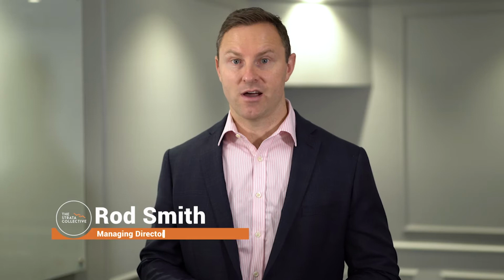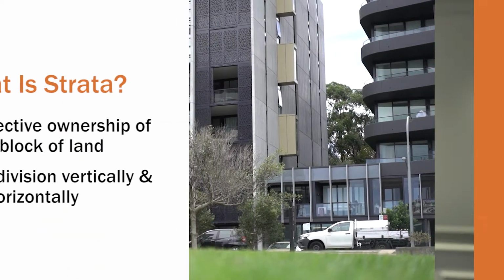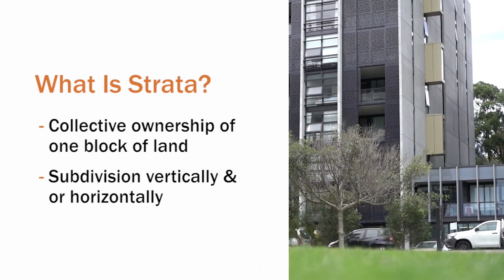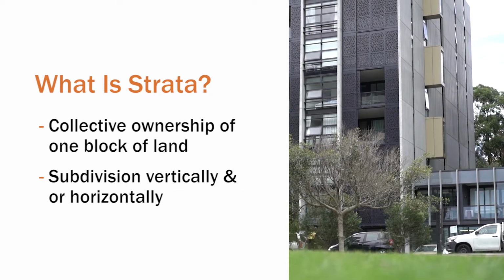It's great to be here with you and answer some of your questions about Strata. And what is Strata? Strata is a collective ownership within one block of land. It's the subdivision of one block of land, either vertically and/or horizontally, so that multiple owners can own within the same block of land. Now there are two key things that you need to keep in mind: what is your ownership as the lot owner's property, and what is common property, i.e. property that is owned by everyone.